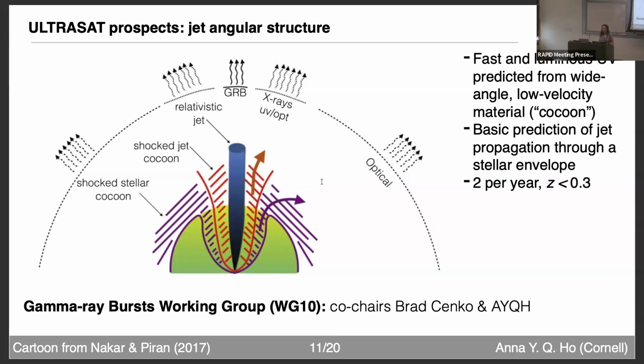The approximate rates for ULTRASAT should be about 2 per year, out to a redshift of about 0.3. We're working on doing more detailed rate calculations and forecasting in the gamma ray burst working group, which is chaired by myself and Brad Sanko.